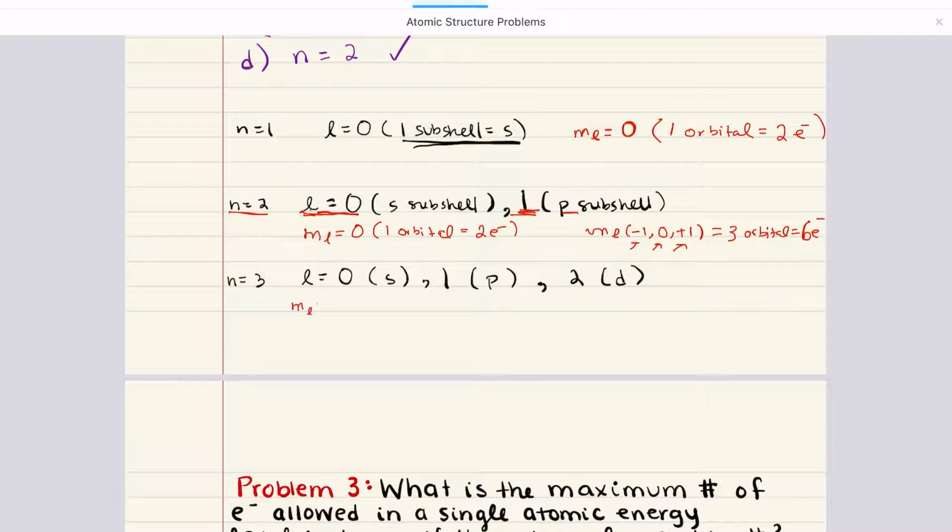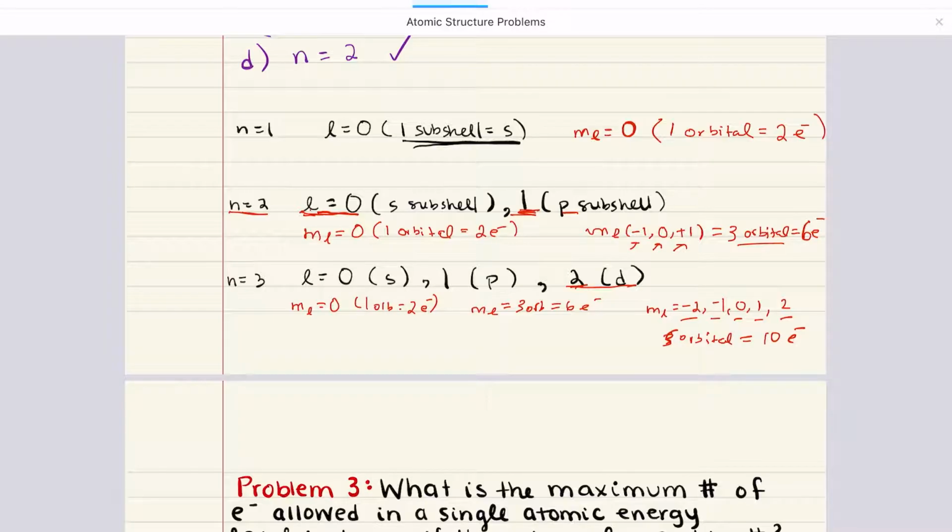Then when N equals 3, L can equal 0. When L equals 0, ML can only be 0, so there's only one orbital here that can house 2 electrons tops. When L is equal to 1, that's that p subshell, ML can have 3 total orbitals, just like we worked over here, which is a total of 6 electrons. And then when L is equal to 2, ML can be -2, -1, 0, 1, or 2. This is 5 orbitals that are housed in the 3D subshell. And that means for these 5 orbitals, we can have a total of 10 electrons.